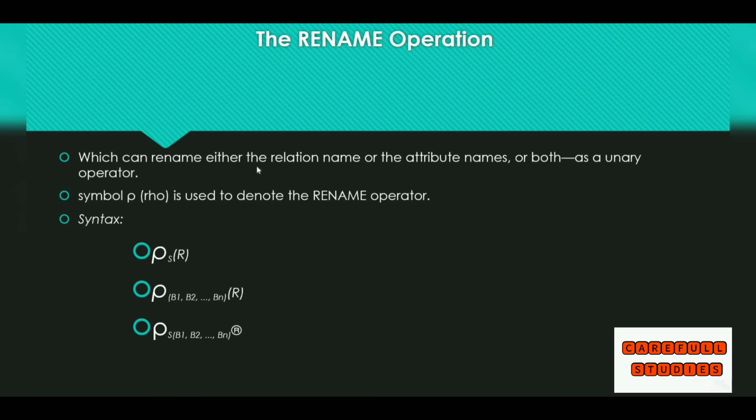Here, the rename operation can rename the relation name, the attribute names, or both the relation and the attribute names. The rename operation is denoted by the symbol rho. First, it renames only the relation name. Second, it renames the attribute list of names, suppose B1, B2 are the attributes. The third one renames the entire relation name and the attribute list. Furthermore, we can discuss the set theory operations.